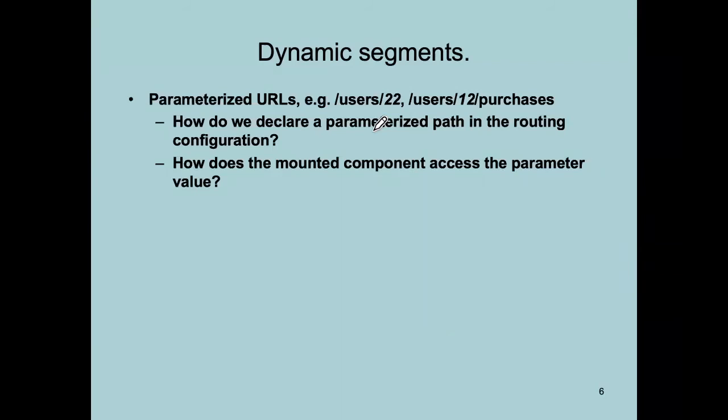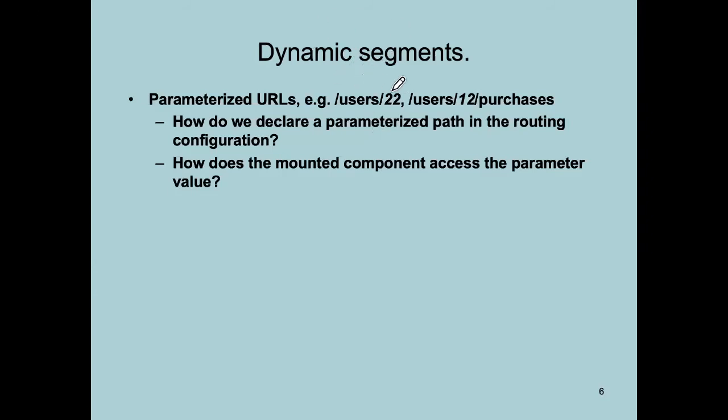And how do we express in our routing configuration that a particular part of a route's path is a variable part? Number one, how do we express that in the syntax? And number two, presumably that variable value within the URL, we'd like to make that available to the component that's mounted as a result of the navigation or the React Router making its routing decision.